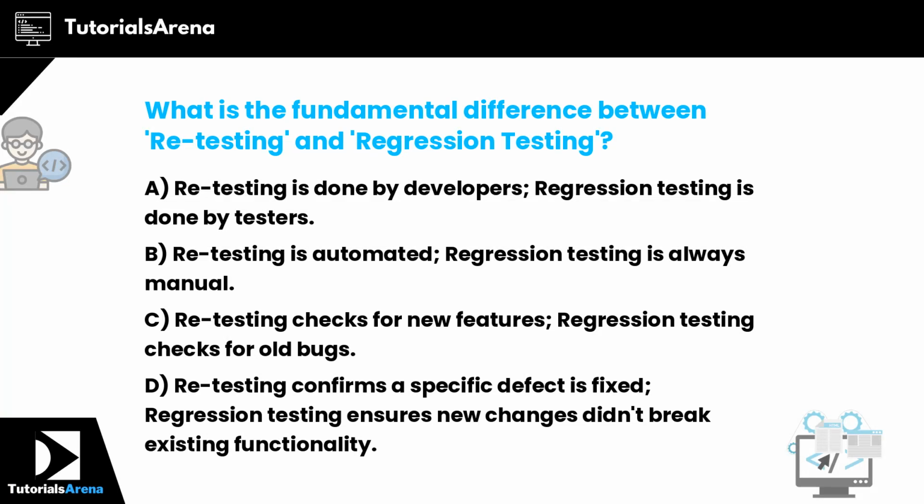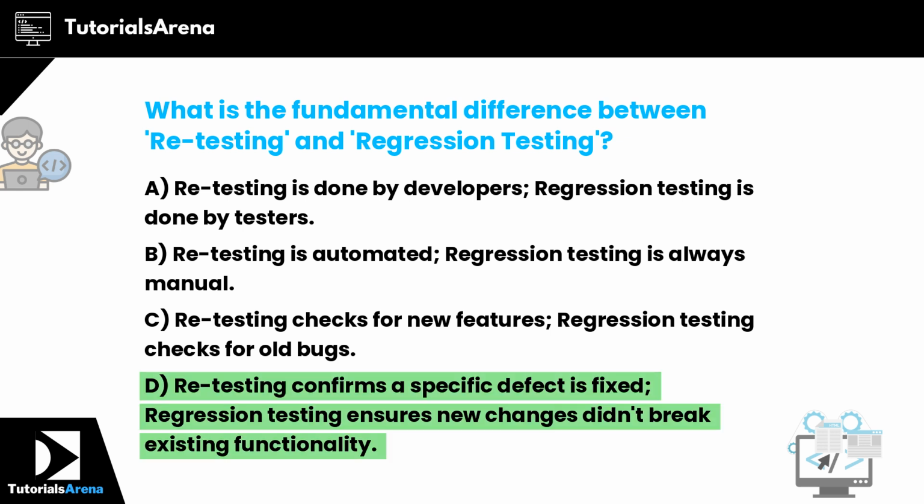What is the fundamental difference between retesting and regression testing? The correct answer is option D. Retesting confirms a specific defect is fixed. Regression testing ensures new changes didn't break existing functionality.